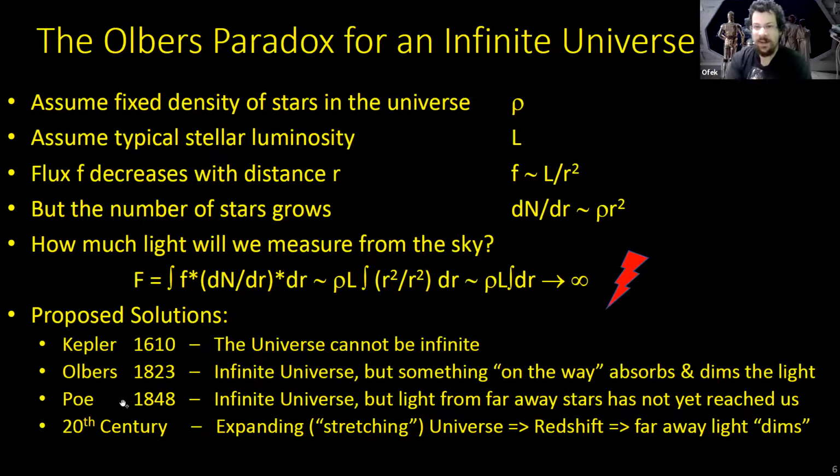Poe in 1848 also gave a proposed explanation. He said that the universe was infinite, but because light has a finite velocity, and at the time in the 19th century, you surely remember, the universe was considered to be quite young, right? Who remembers how young people thought the universe was in the mid-19th century?